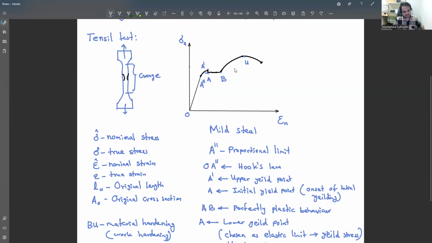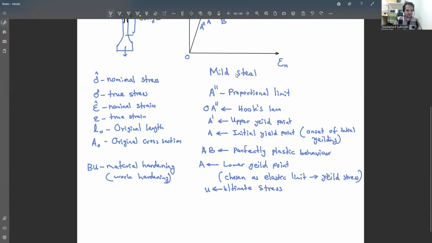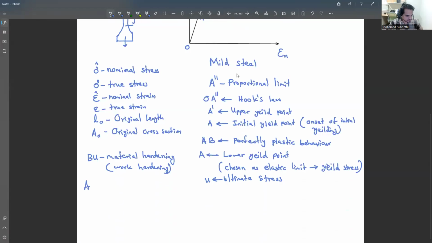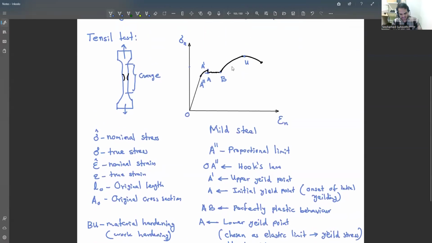Then also, within this region ABU, actually here the material is plastically deforming. Material is plastically deforming, right? This is something you studied earlier. I just refresh what you have discussed in your previous cases.